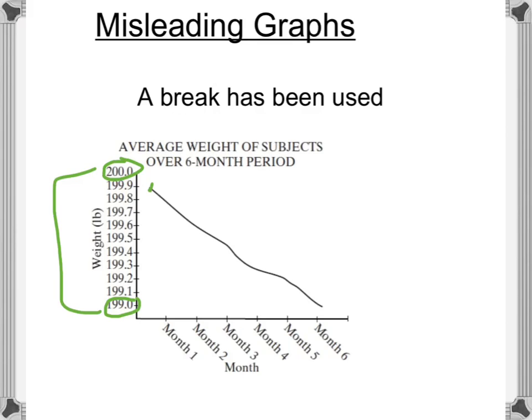So this is a really extreme case of someone zooming in on something. The decrease in weight, they only lost about 0.9 pounds across 6 months. It was a steady decline, but it wasn't as steep as it looks across the 6 months. So a break may have been used, and they didn't even put that break there. You're supposed to put the break here if you're going to use it. So right in this interval is the points 0 to 1, or 199.9.